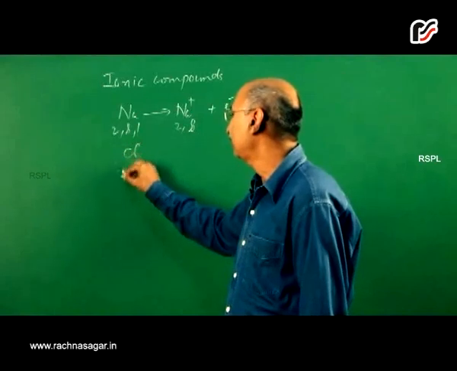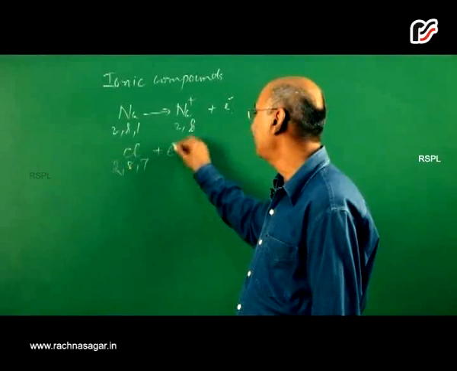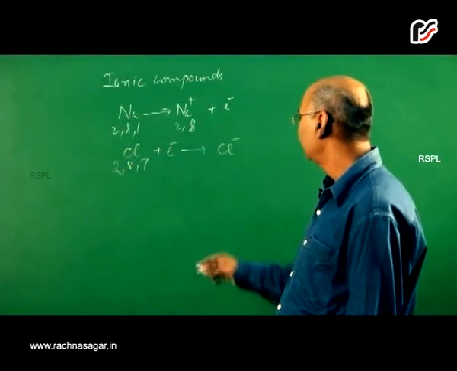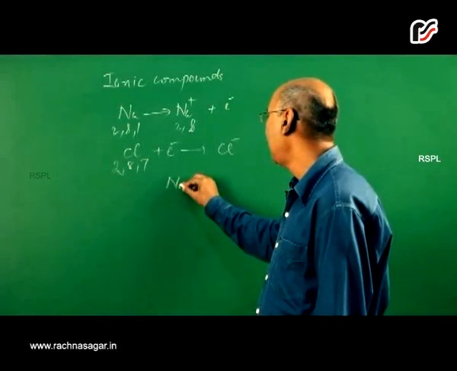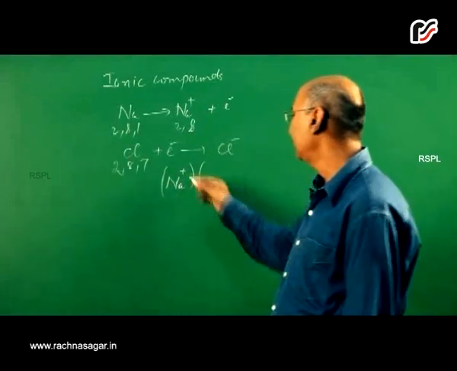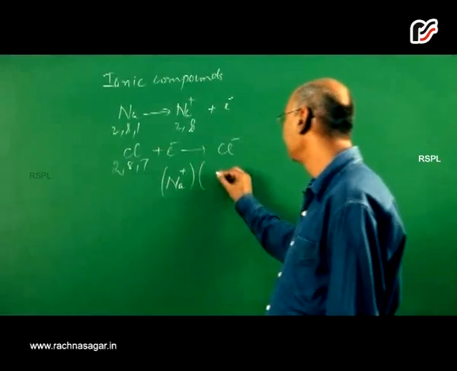Chlorine has got electronic configuration 2, 8, 7. It can gain 1 electron to form chloride ion. Now if we want to show the electron dot diagram, we will show Na positive ion in bracket, and because it has lost 1 electron, therefore it has acquired positive charge.